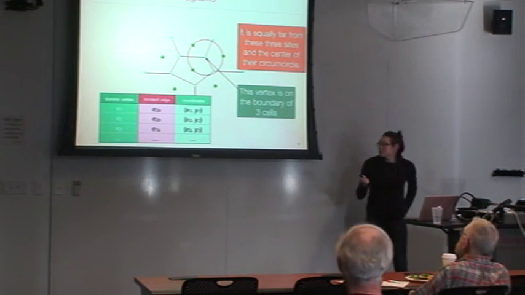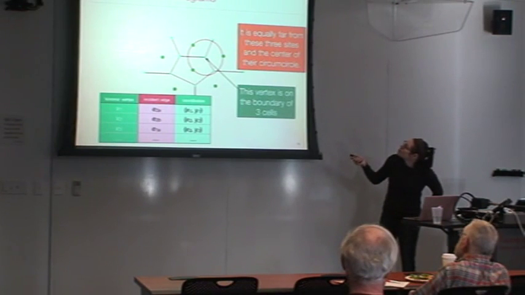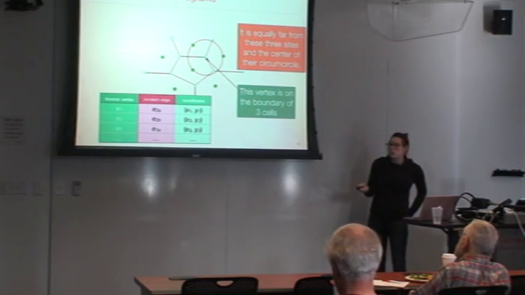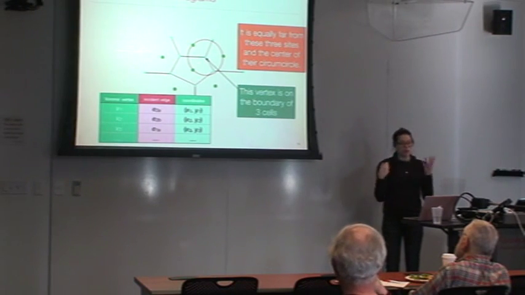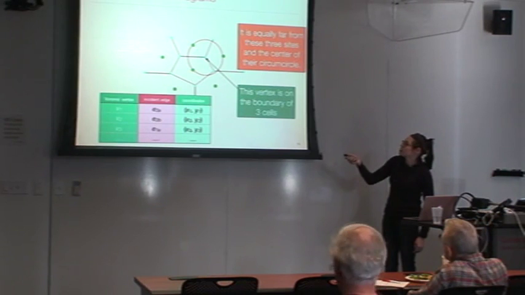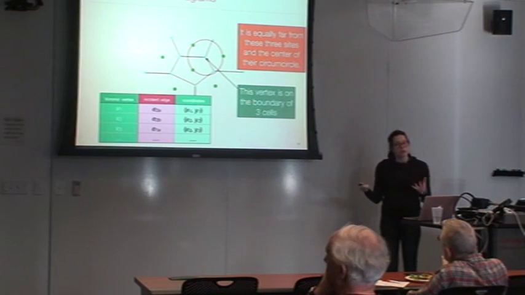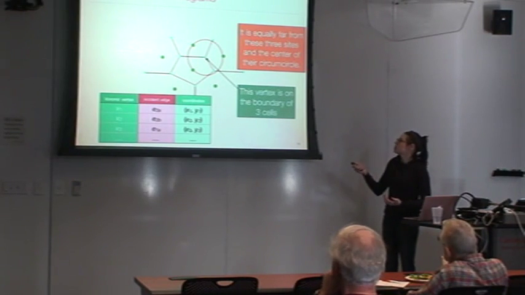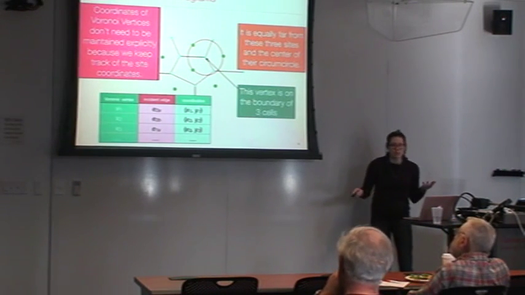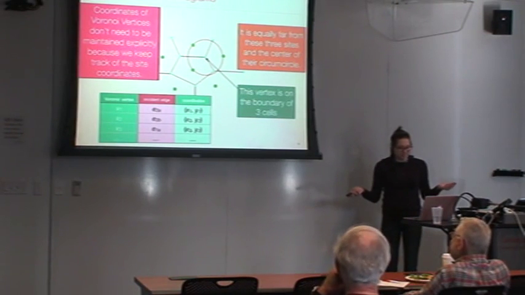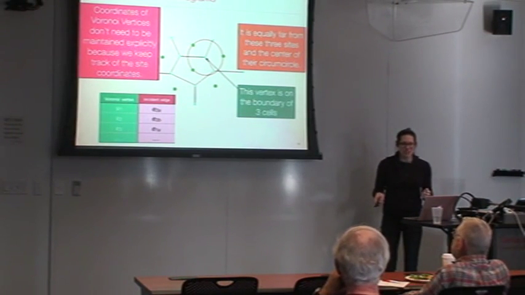And that means that it is equally far from each of these sites, and therefore it's the center of their circumcircle. So if we have enough information from our other lists to know that these three sites, or these three cells, are next to each other, and we have the coordinates of these sites, which we do have, then we can easily compute the coordinates of the Voronoi vertex. So we actually don't need to update that at all. In the case where we just had to update those coordinates, we no longer have to do that. We can just remove that entry altogether.